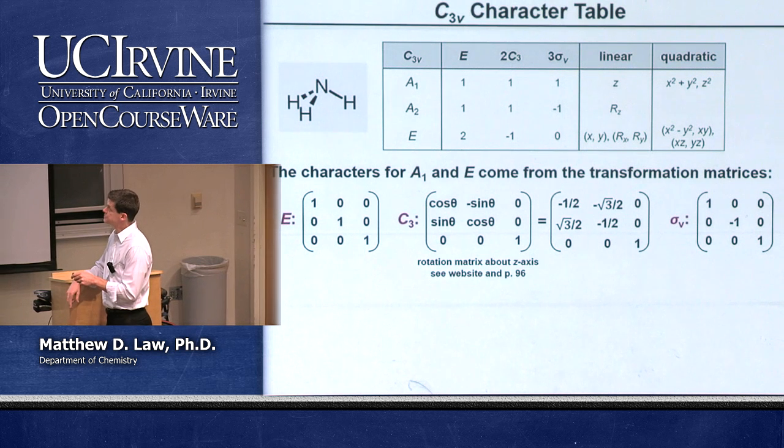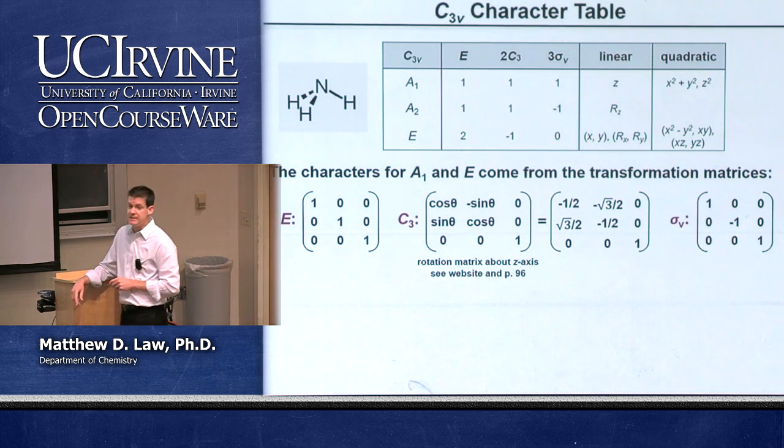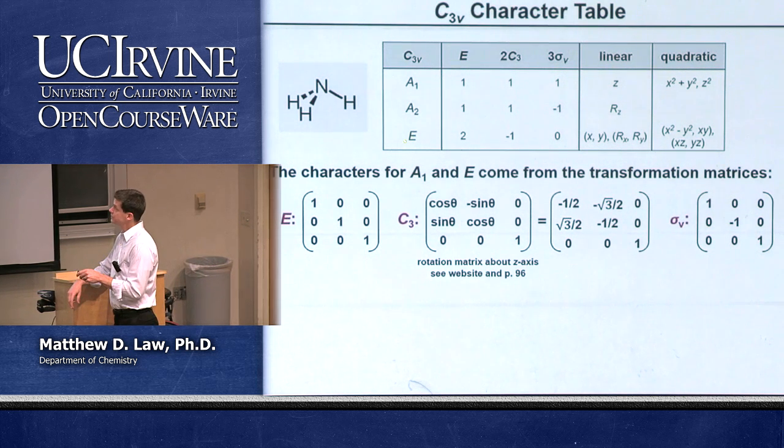The other thing that's different about this particular character table is this guy down here. We have an E irreducible representation. You can see that for the E irreducible representation, that means that it's a 2 by 2 matrix, and that means that it's got a character of 2 under the identity operation. So this is the identity operation. This is irreducible representation E.